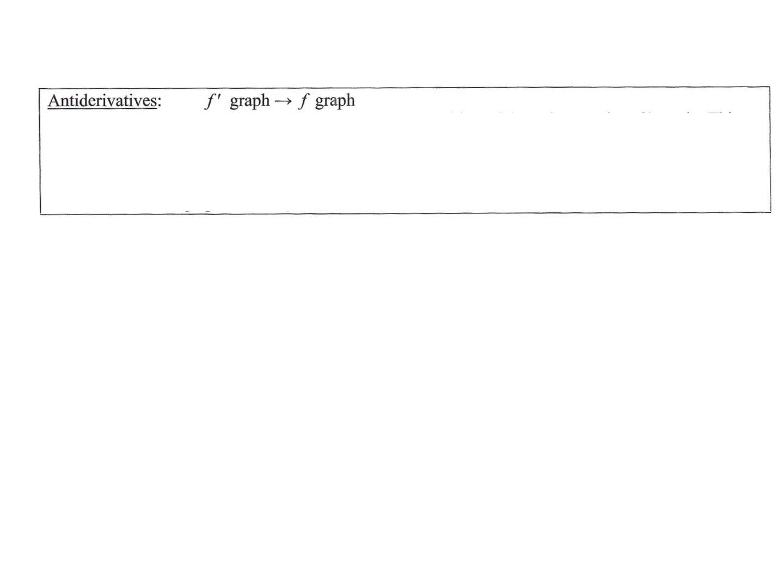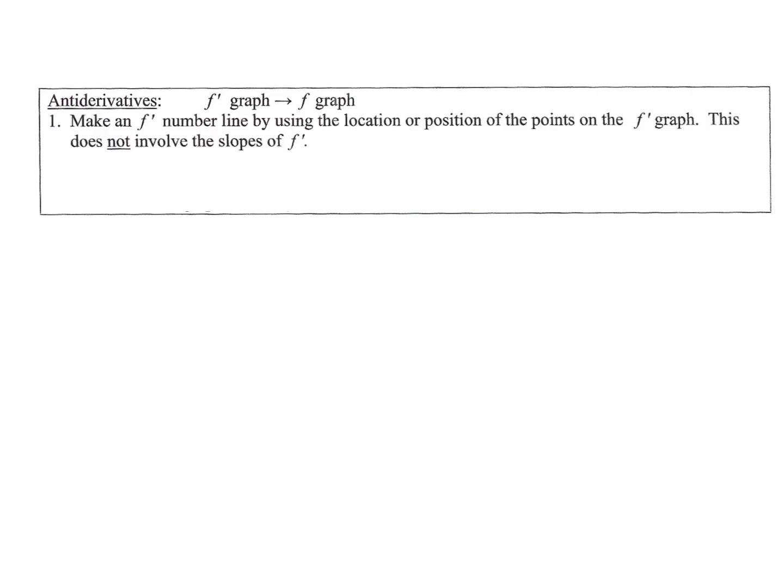So the first thing we've got to do is make a number line for the first derivative. And you're going to have to use the location or position of the points on that graph. Okay, we're not finding slopes. Remember, the first derivative graph is telling us the slope. So when we look at those graphs and we look at those y values, it's specifically telling us the slope at a given x. And then we're going to use that to help us graph our graph.